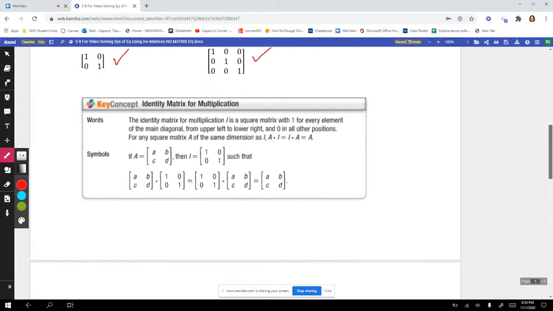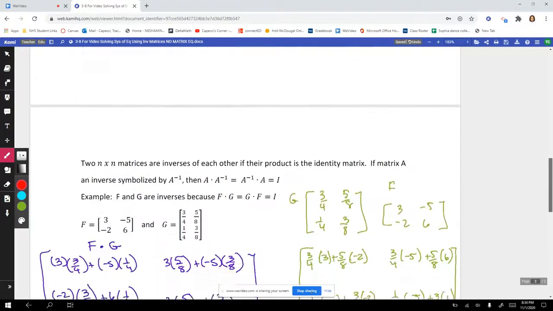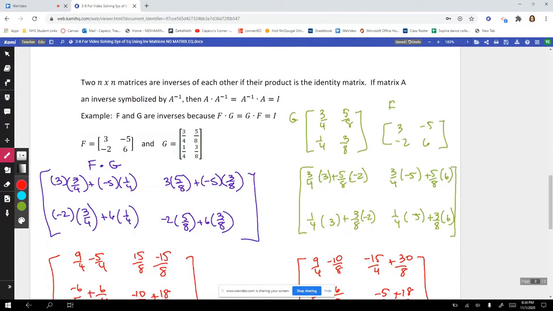Now, we're going to practice two things today. First of all, if I give you two matrices, can you figure out if they are inverses? And the other thing is, if I just give you one matrix, can you find the inverse of that particular matrix? So let's start with the first.